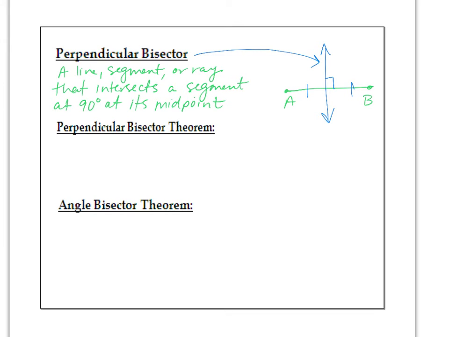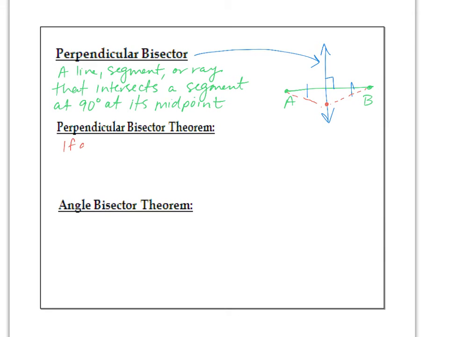Now, the perpendicular bisector theorem says that no matter what point I pick on that perpendicular bisector, like I could pick a point right here, it's going to be equidistant to the two endpoints of the segment. So the distance from there to B and from there to A would be the same. So let's jot down that theorem.